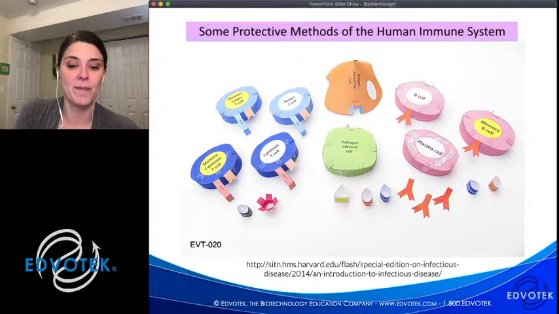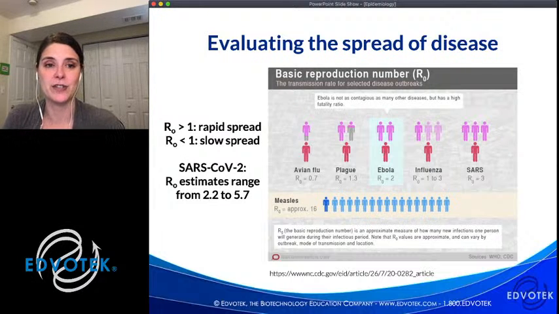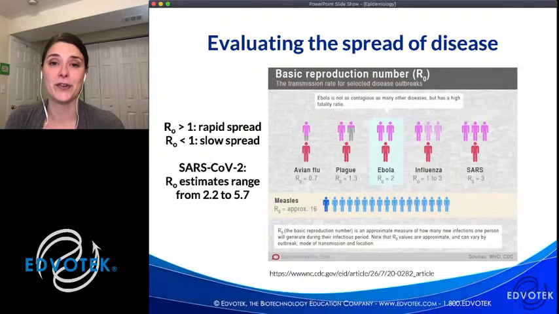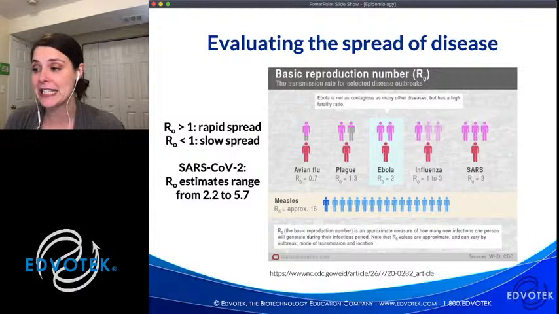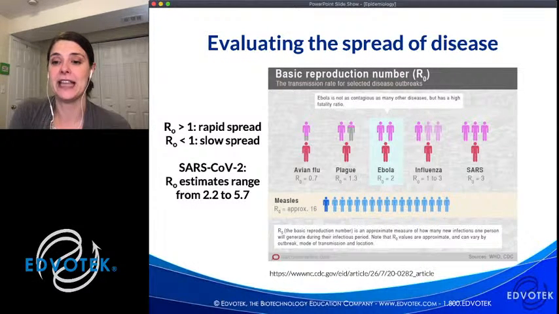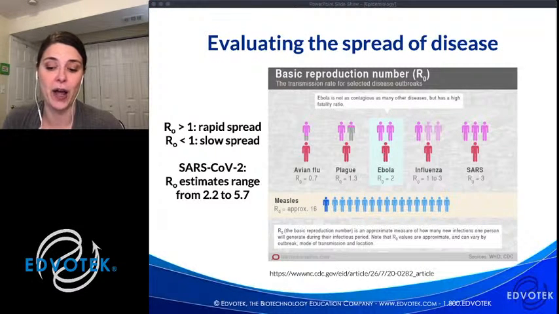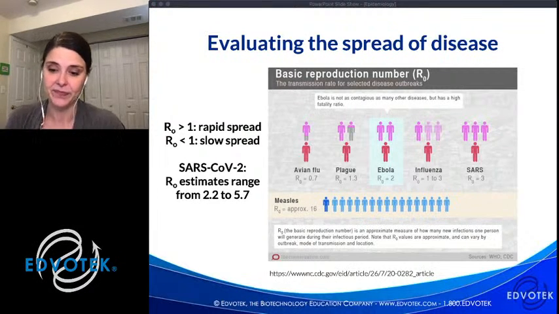Researchers evaluate the spread of disease using the R0, which is the average number of people who will contract a pathogen from one infected person during their infectious period. I feel like we hear this number in the news a lot. It does seem to be changing, but this is science that is happening right now, as we're learning more and more about the SARS-CoV-2 COVID-19 epidemic.